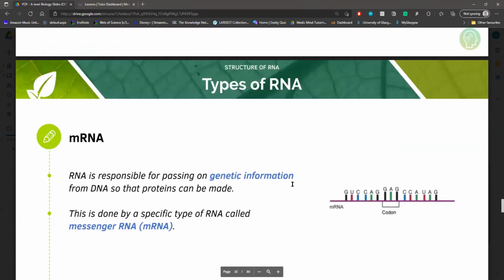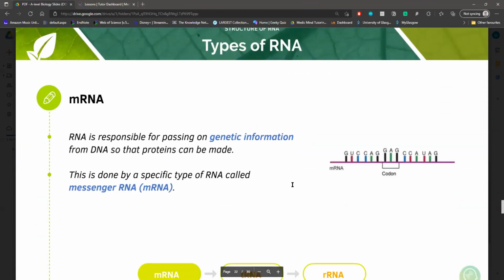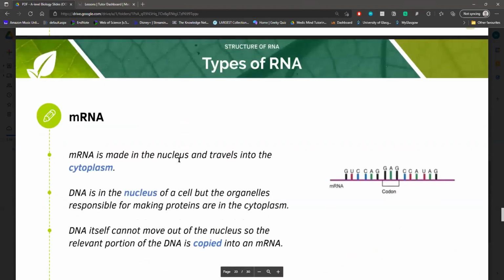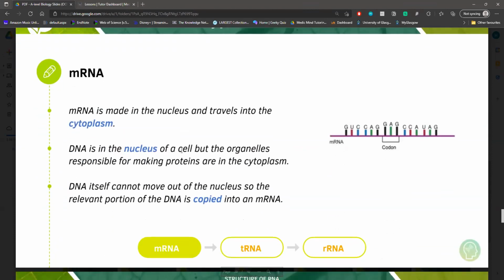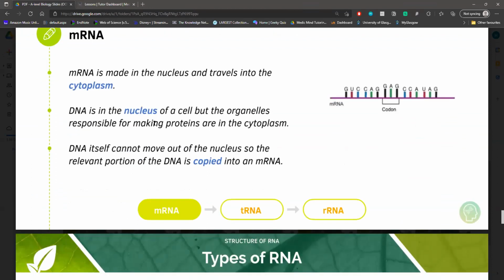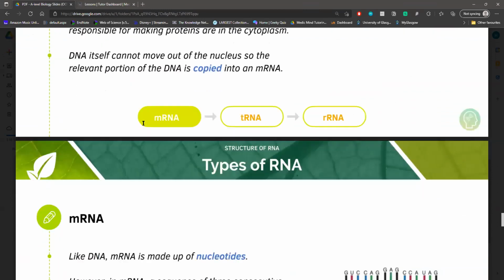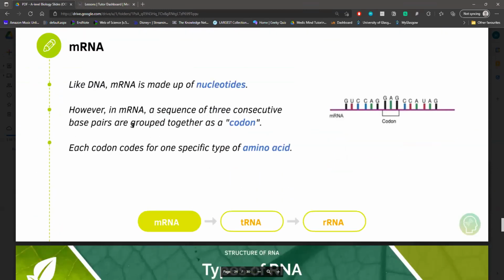Types of RNA. mRNA is responsible for passing on genetic information from DNA so that proteins can be made. mRNA is made in the nucleus in the process of transcription and travels to the cytoplasm. This is important because DNA is too big to move out of the nucleus. mRNA is sequenced in codons. Codons are a sequence of three bases, which code for each amino acid.